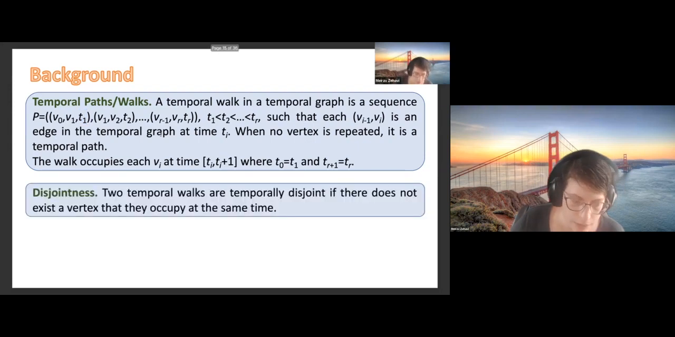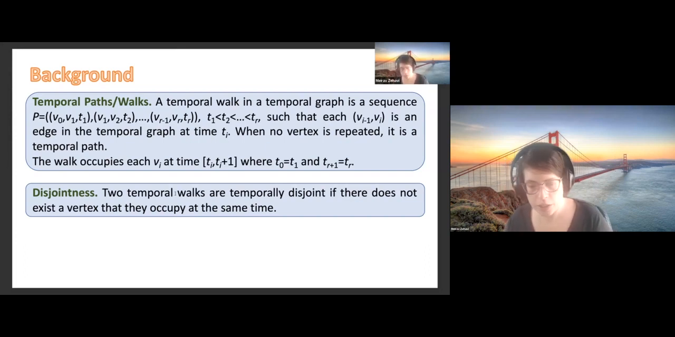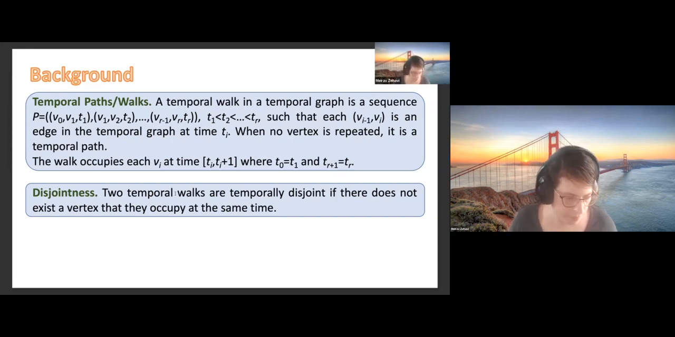Okay, so now what disjointness means here. Naturally, given this definition, we say that two temporal walks are temporally disjoint if there does not exist a vertex that both of them occupy at the same time. So this is a bit different from disjoint walks or paths, because we can have two temporal walks that do share vertices, but they are still disjoint. It is just that the vertices that they share, they need to occupy at different time intervals. Okay, so you can share vertices, but not at the same time.